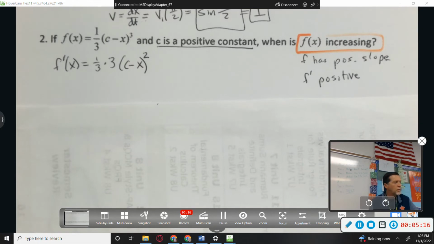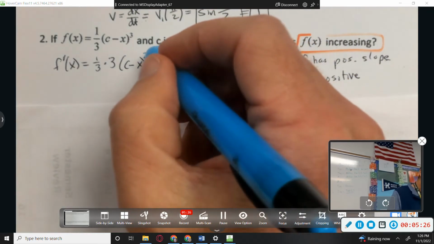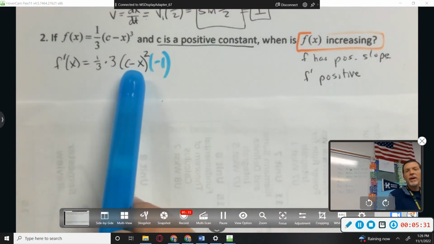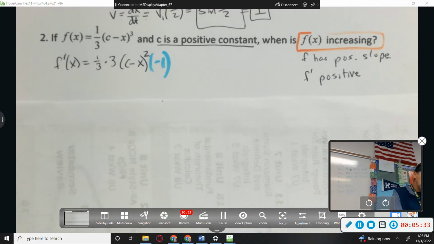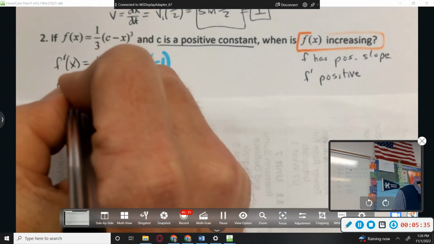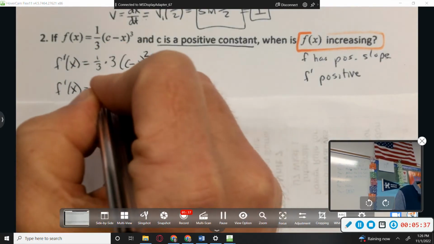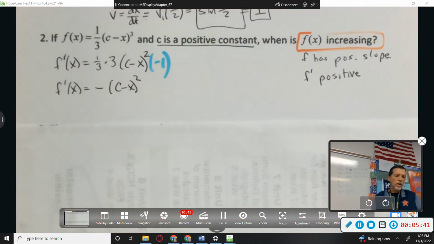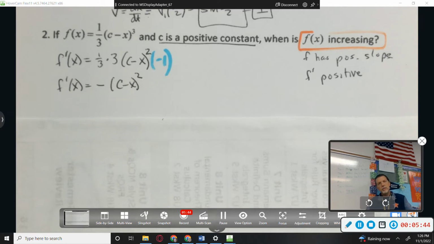And quite a few people are going to stop there, and they will be wrong. Chain rule. What do I need to include in my answer to account for the chain rule? Times -1 by the chain rule. Because the derivative of c minus x would be -1. So just kind of rewrite this a little bit to make it look nicer. Negative (c minus x) squared.